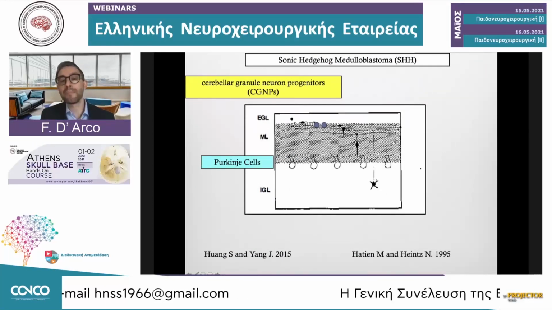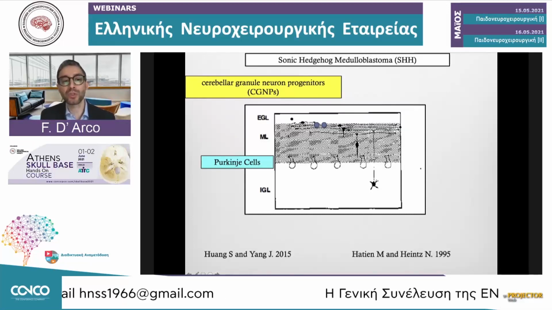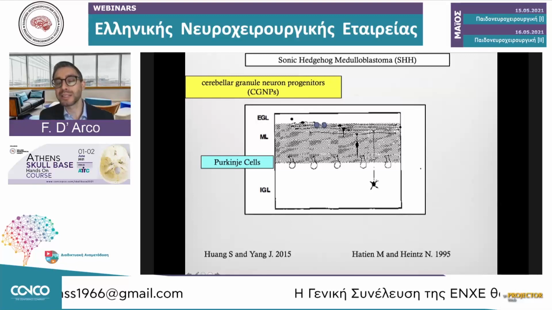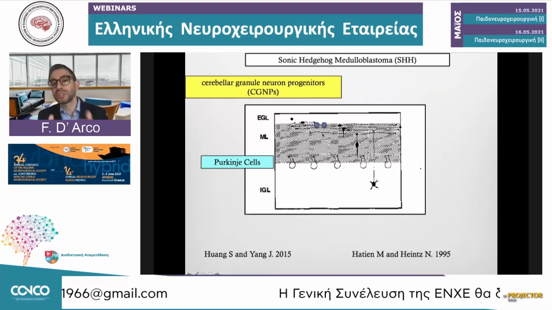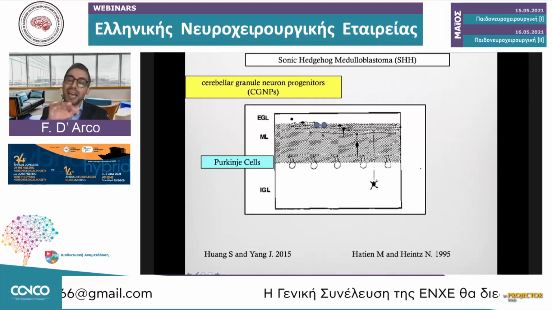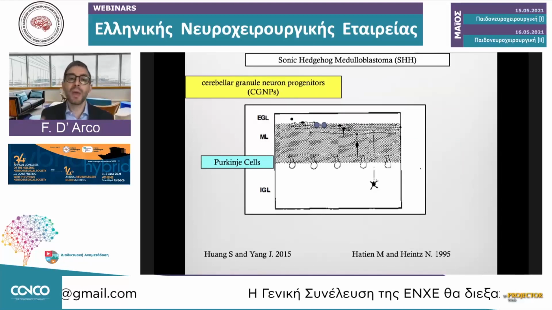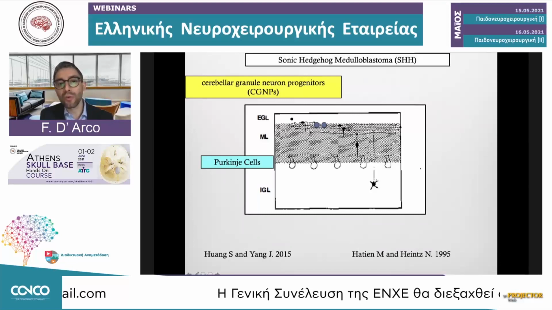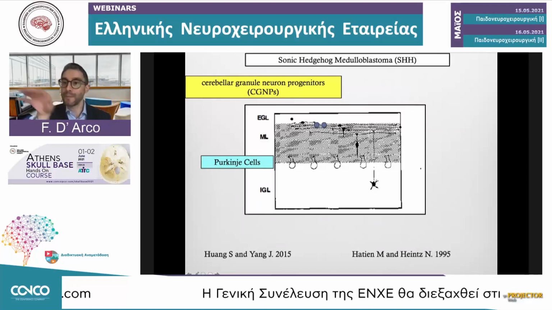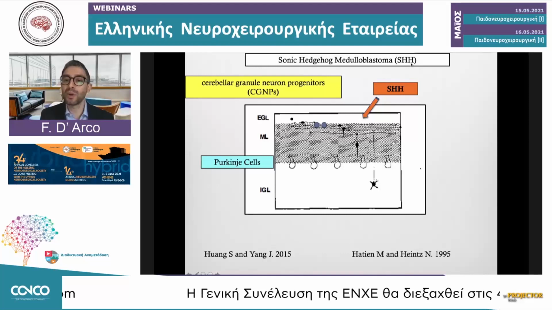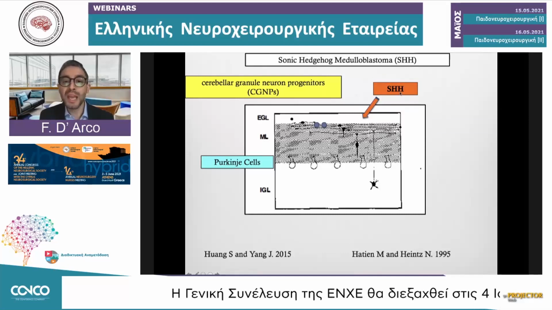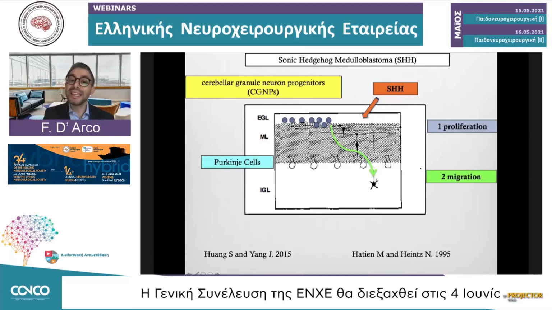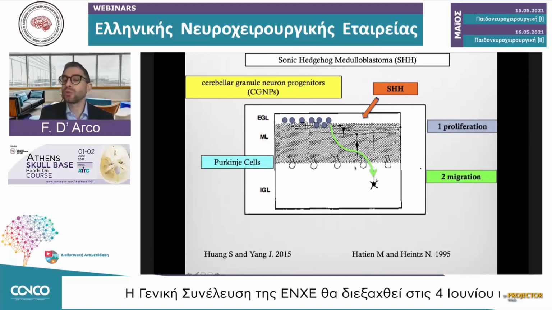This is the embryological cerebellar development. You have a Purkinje cell here and external granular cells here. We know, of course, that Purkinje cells are normally on the surface of the cerebellum, but during the embryological development, the precursors of the granular cells are external. And then what happens normally is you have sonic hedgehog stimulation, and they proliferate and migrate internally in comparison to the Purkinje cell.